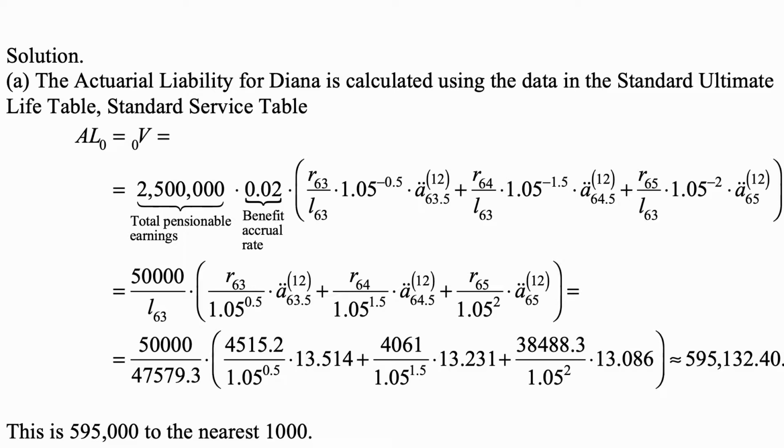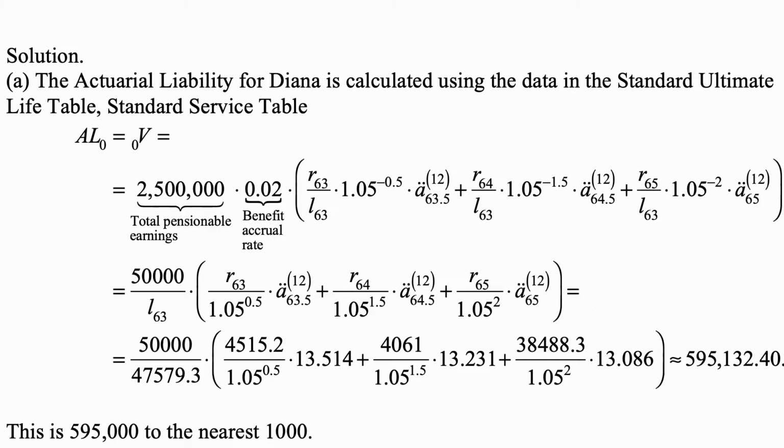Okay, 0.02 times 2,500,000, that's 50,000, over L63, the common factor in all of those expressions. Well, 1 over L63 is the common factor, and then it's R63 over 1.05 to the power 0.5 times A double dot upper 12 63.5 plus R64 over 1.05 to the 1.5 times A double dot 64.5 upper 12 plus R65 over 1.05 squared times A double dot 65 upper 12.